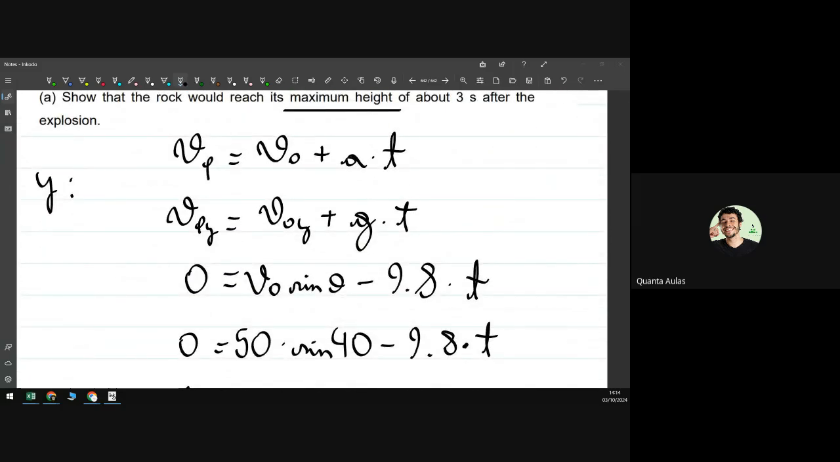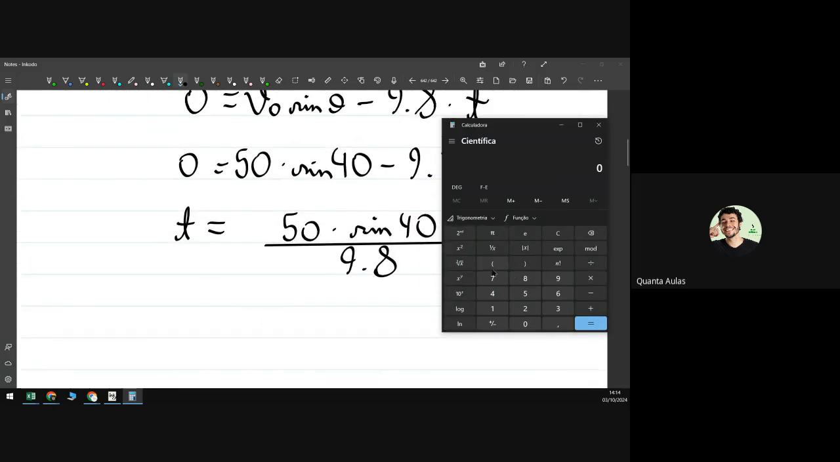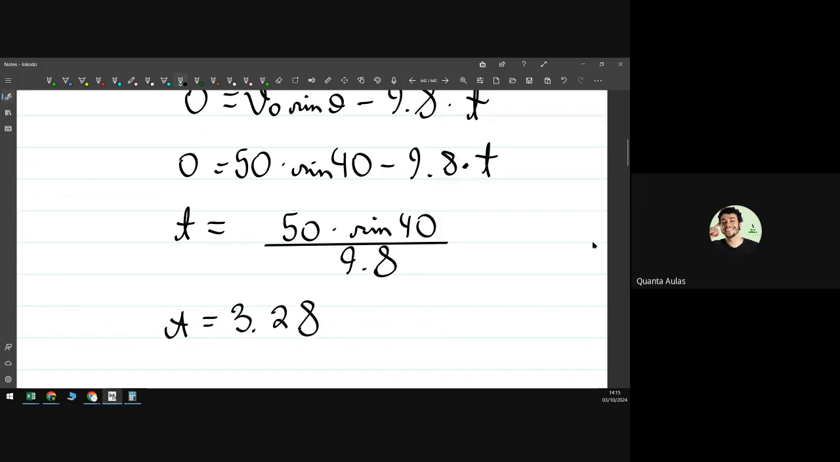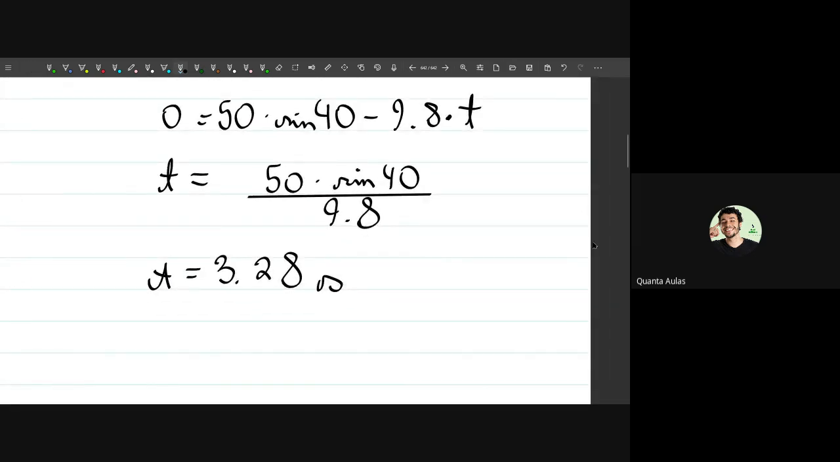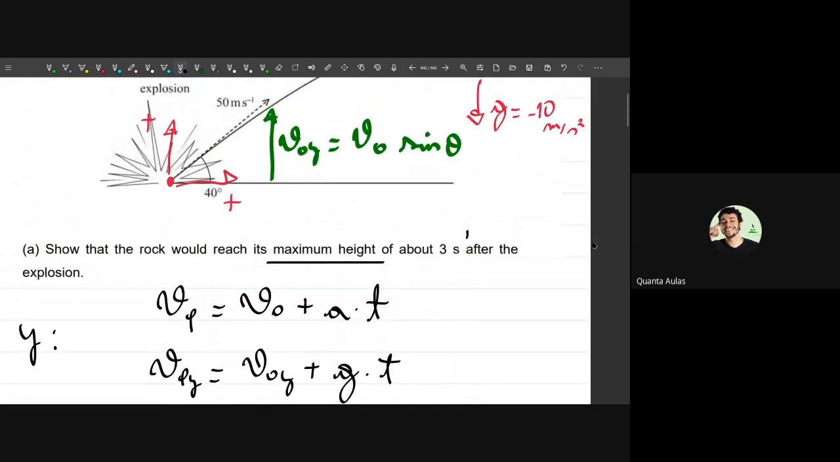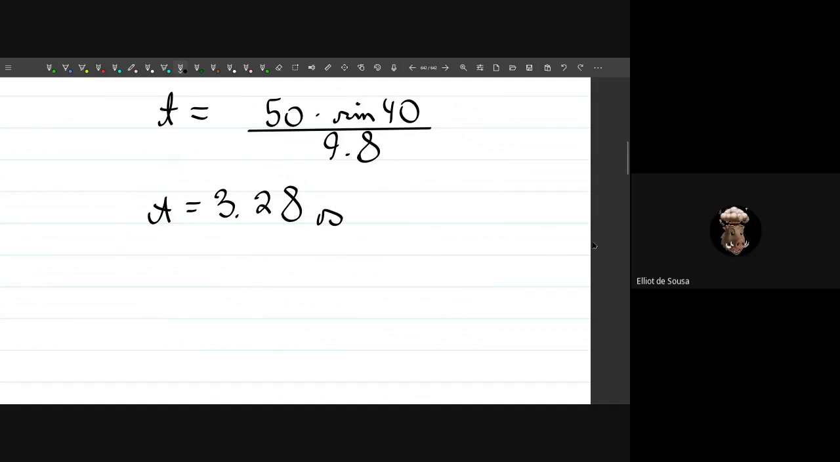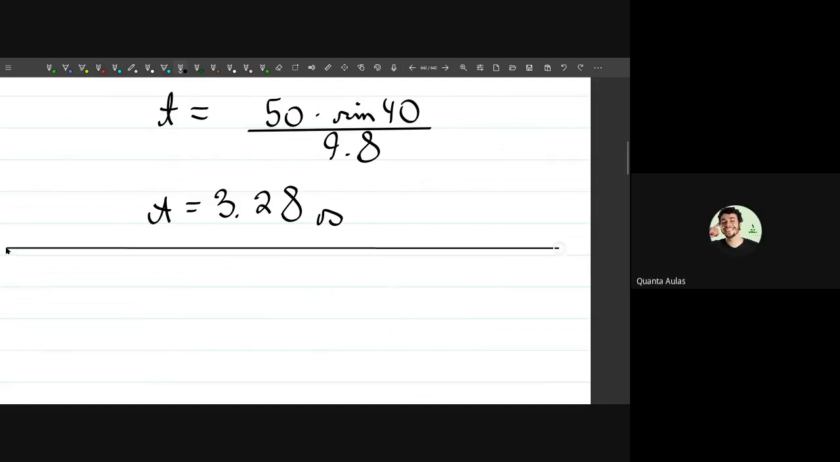Just a second. Sine of 40 is 0.64, right? Times the initial speed, divided by 9.8, so 3.28 seconds. Well, we see 3 here. Here they said about 3 seconds. Okay, this is about 3 seconds, right? It's very approximately 3.